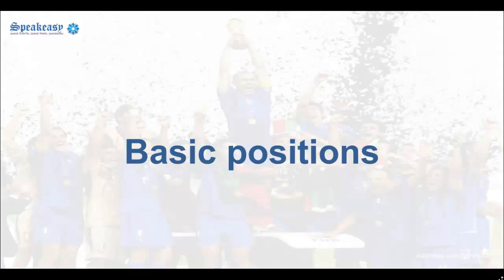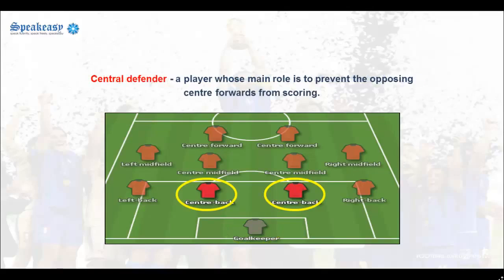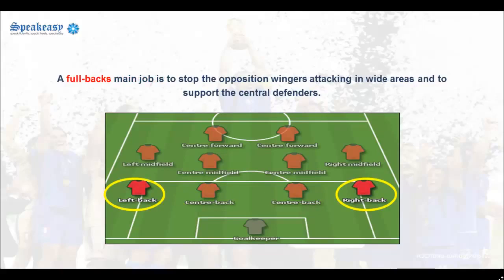And a basic look at the positions used when playing football. Starting with the goalkeeper, a player whose role is to stop the ball from entering the goal. Central defender, a player whose main role is to prevent the opposing centre forward from scoring. A fullback's main job is to stop the opposition wingers attacking in wide areas and to support the central defenders.